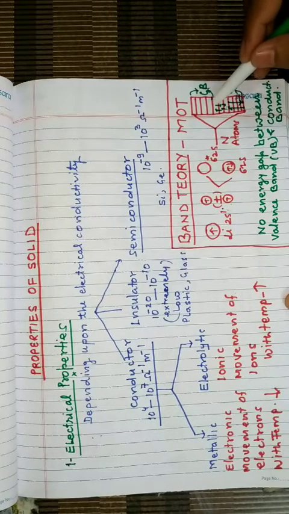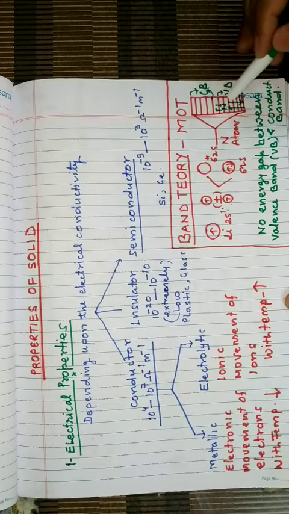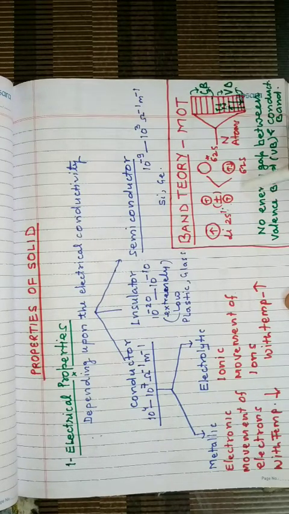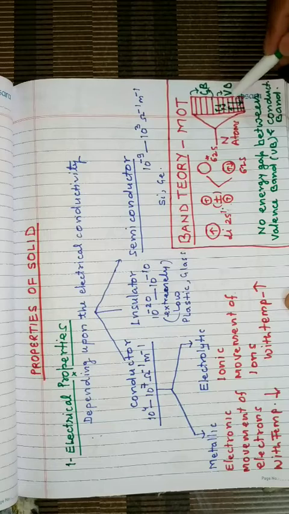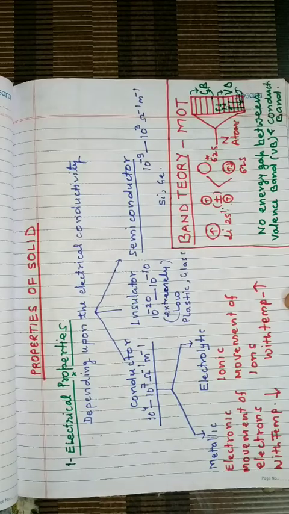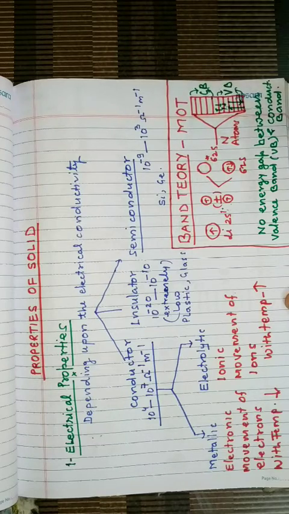What is valence band? Molecular orbitals containing valence electrons. Conduction band: empty molecular orbitals lying above the valence band are called conduction band. Now in the case of lithium, there is no energy gap between valence band and conduction band, as both belong to the same energy level. So on applying the potential difference, the electron can easily jump from valence band to conduction band and conduct the electricity. There is no energy gap between valence band and conduction band in case of alkali metal.